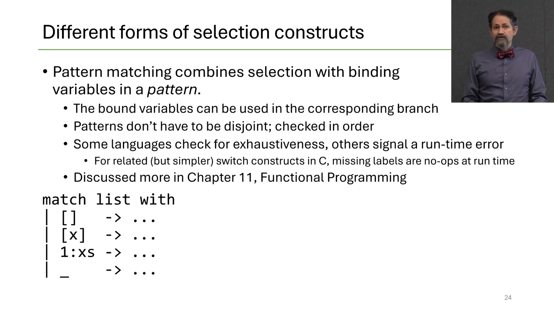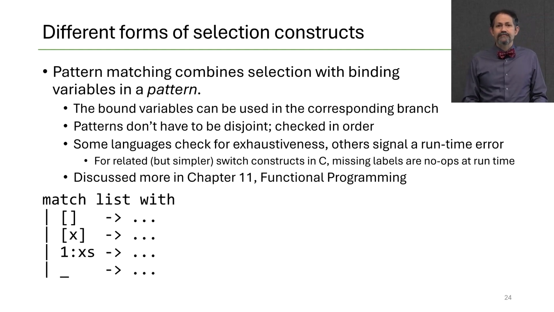Some languages check for exhaustiveness. Some languages make that exhaustiveness check optional. I would suggest turning it on because that's an error you don't want to miss. Some others don't check for exhaustiveness at compile time, maybe because their pattern matching language is too difficult to do this in general, but they'll signal a runtime error if no case applies.